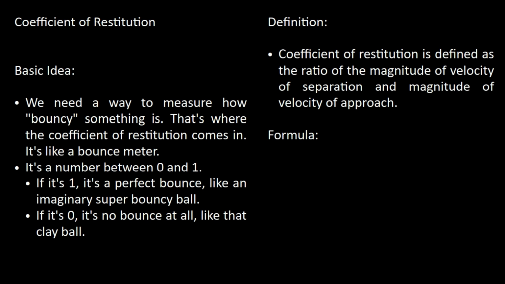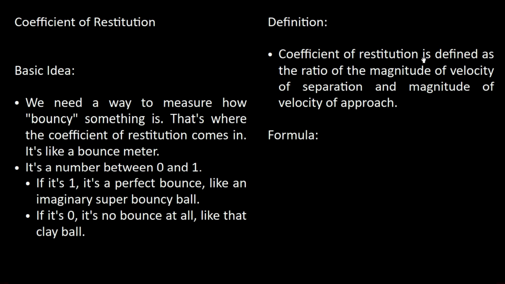It's a number between 0 and 1. If it's 1, it's a perfect bounce, like an imaginary super bouncing ball. If it's 0, we don't see any bouncing at all, like a clay ball. So if you take clay and let it go, what happens? It just falls and it doesn't bounce back, right?